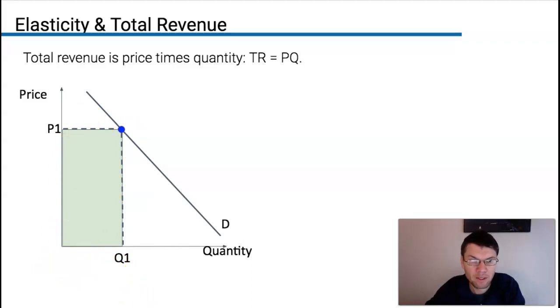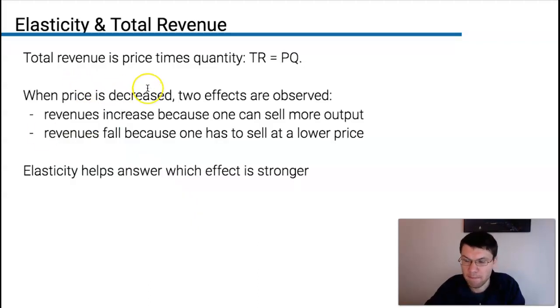Now, when we change the price in the market, two things change. First of all, revenues increase because, say, if the price were to decrease, quantity is going to increase. So that will result in potentially larger revenues because you'll be selling more output. But at the same time, if you reduce the price, your revenues will fall because every single unit that you're selling will have to sell at a lower price.